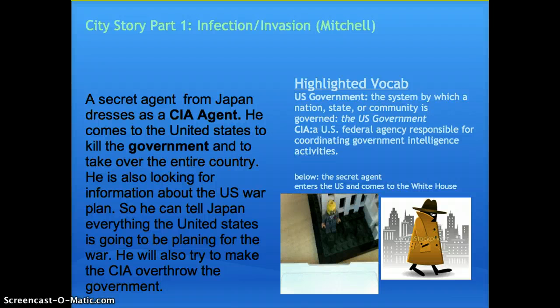This is our city story, part 1, the infection invasion. This is an analogy. A secret agent from Japan dresses as a CIA agent. He comes to the United States to kill the government and take over the entire country. He is looking for information about the U.S. war plan so he can tell Japan everything the United States is going to be planning for the war. He will also try to make the CIA overthrow the government.